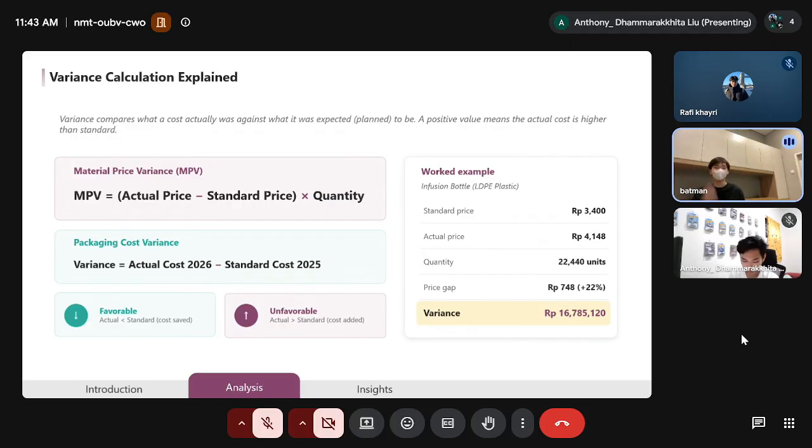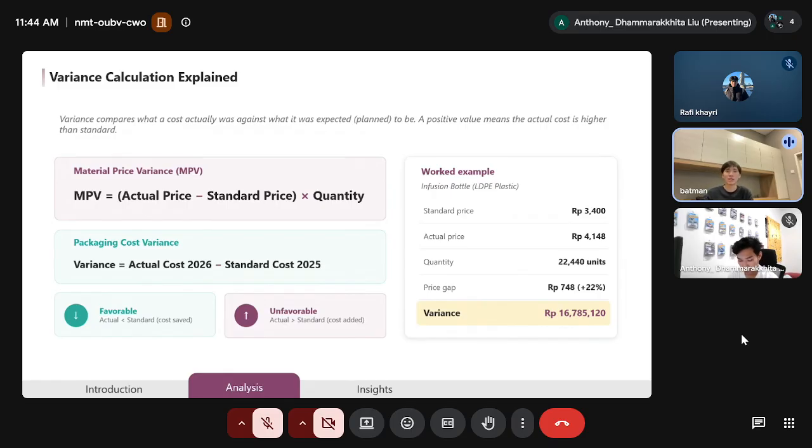Now let us understand the method behind the numbers. A variance simply compares the actual cost with the plan or standard cost. If the actual cost is higher than the standard, we call it unfavorable because the company spends more than planned. If the actual cost is lower, we call it favorable because the company saves money. The main formula is the material price variance, which is actual price minus standard price, multiplied by quantity.